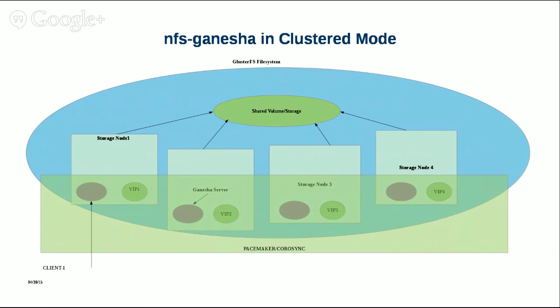Suppose client 1 has connected to the Ganesha server on storage node 1, and in case the Ganesha server goes down, the entire cluster is first put into grace, and then this IP will get failed over to a different node, and then clients will get redirected to the Ganesha server of that particular node.